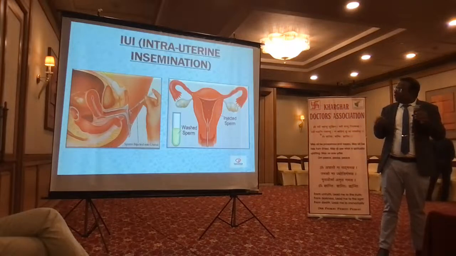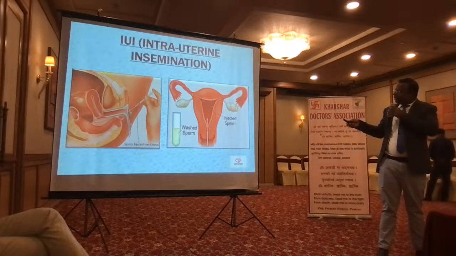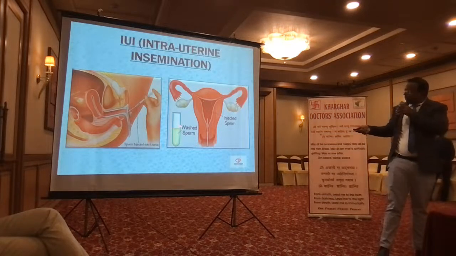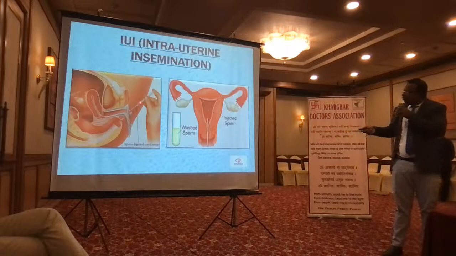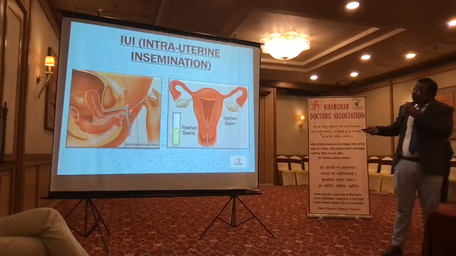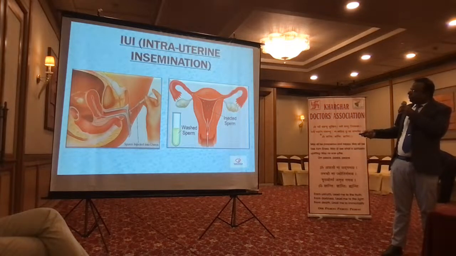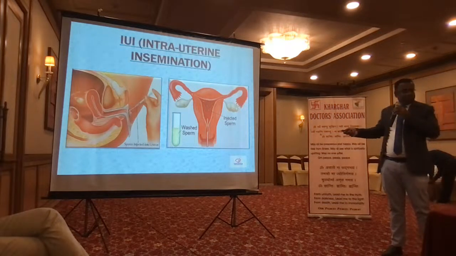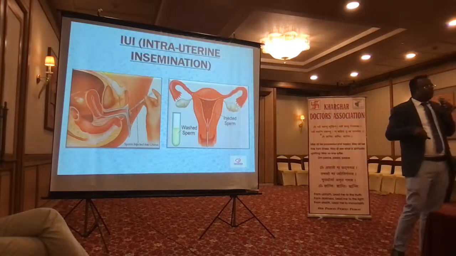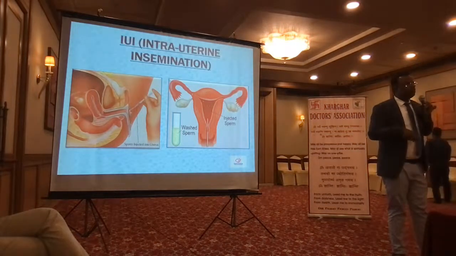I'll tell you. So whatever sperms we have washed and active sperms we have taken, these sperms are collected, and then we put these sperms with a plastic cannula inside the uterine cavity. So like this, the sperms are put, and the main aim of this IUI is to put the sperms very near to the oocyte.